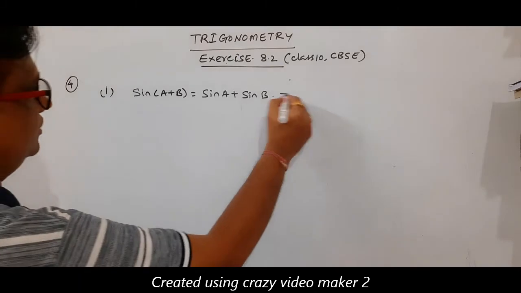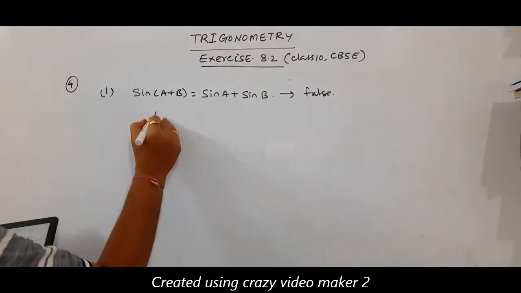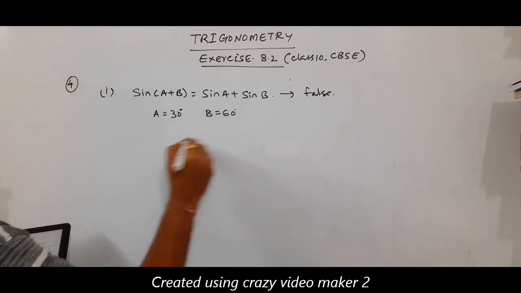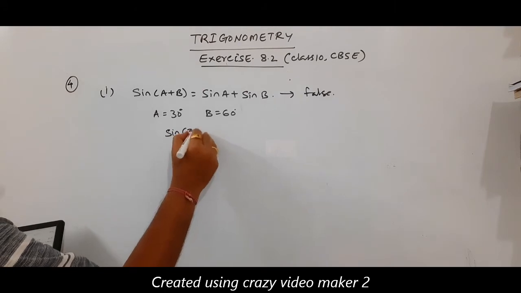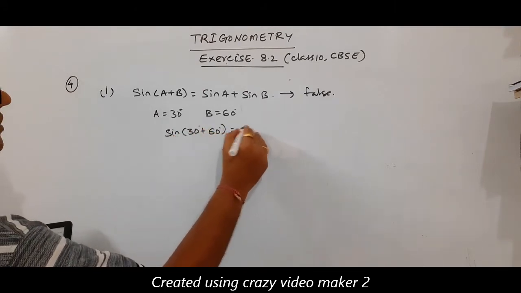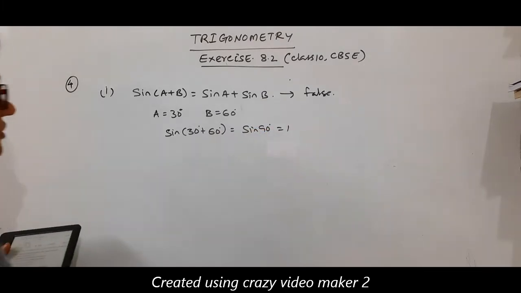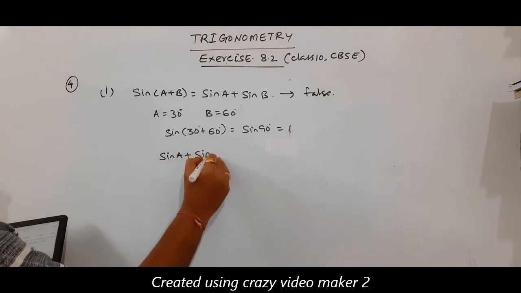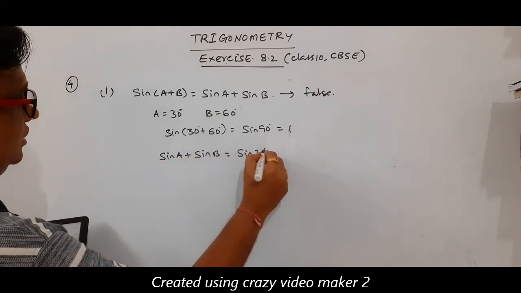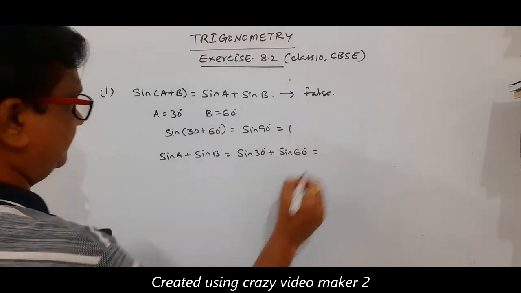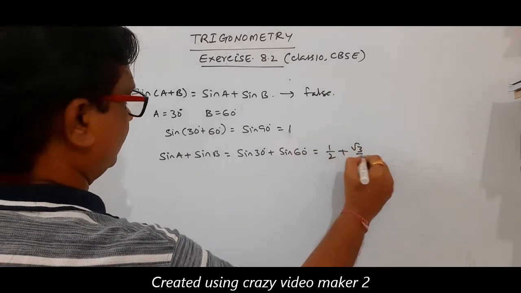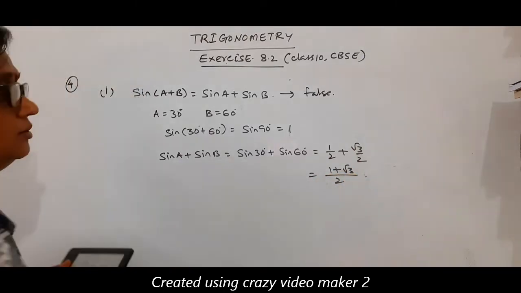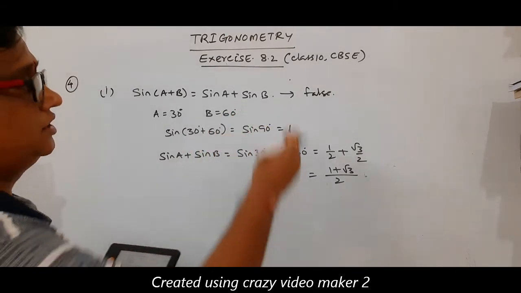So it is false, because suppose you take one angle a as 30 degrees and b as 60 degrees. So what is sin(a plus b)? 30 plus 60, that is sin 90. Sin 90 means 1. Now see whether sin a plus sin b is equal to it. Sin 30 plus sin 60 is 1 by 2 plus root 3 by 2. The LCM is 2, so the answer is (1 plus root 3) by 2. So both are not equal. That's why it is false.